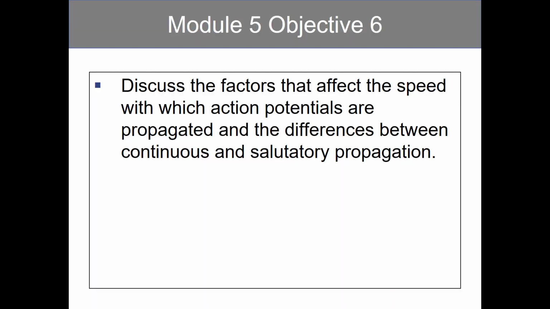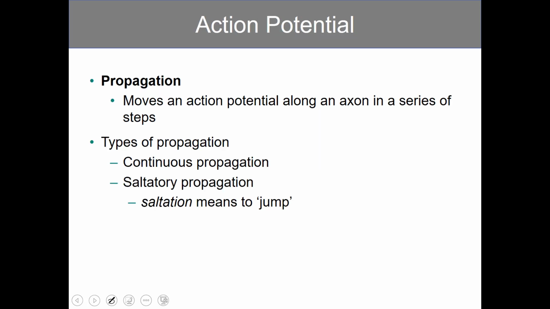Module 5, Objective 6: discuss the factors that affect the speed at which action potentials are propagated and the differences between continuous and saltatory propagation. Propagation, again, is defined as the movement of an action potential down the length of an axon. And there are two types of propagation, continuous and saltatory, where saltation refers to the word jump.